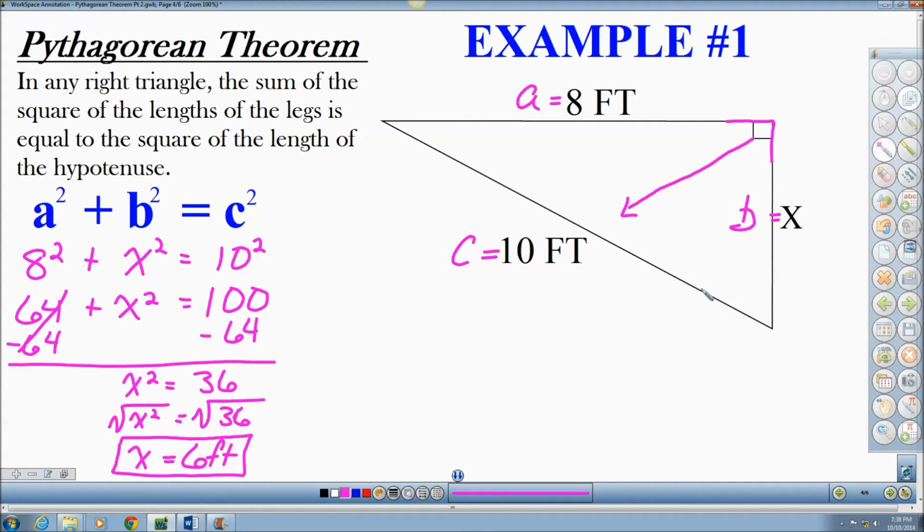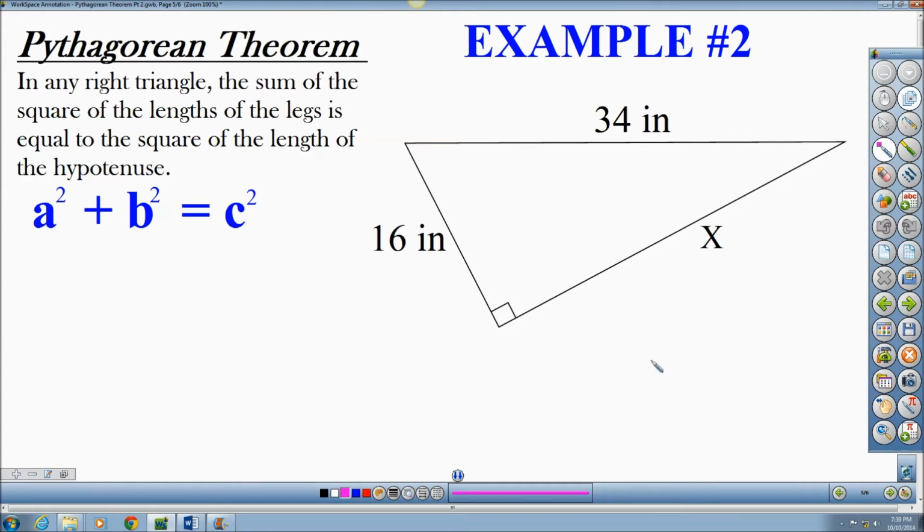Okay, let me show you one more example. This triangle looks a little bit different. It's kind of flipped around, but as always, I need to label my sides A, B, and C. Well, the easiest one to label is always across from this 90, which is always side C, the hypotenuse. And these other two legs are sides A and B. Well, before I had x was B, so this time I'm going to call it A. And that makes this one side B.